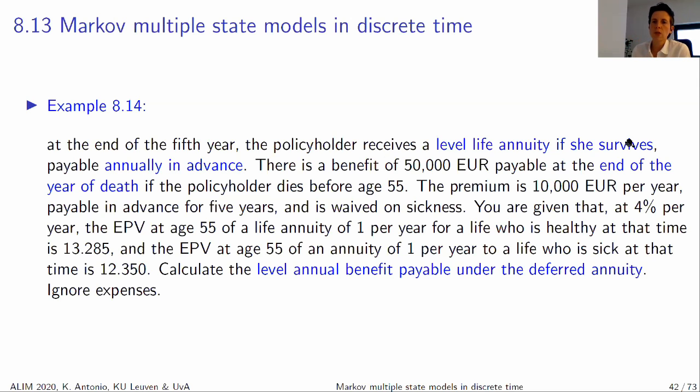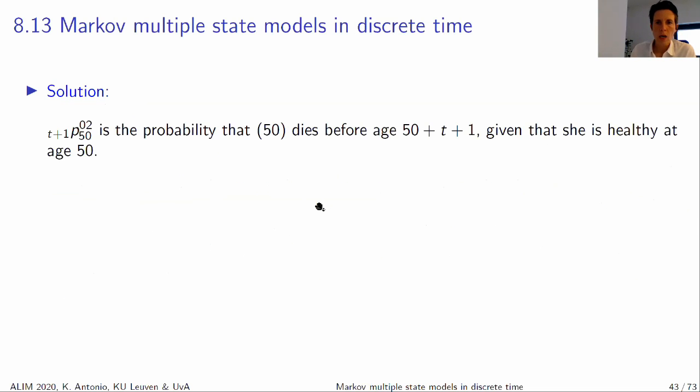What is important here is the condition: you get this life annuity if you are alive. It doesn't matter whether you're in the sickness state or in the healthy state, you will get this annuity. That's important to take into account. That's in terms of the benefits. In terms of the premiums, we have €10,000 per year, payable in advance, 5 years, waived upon sickness, so we know how to take this into account. All right, so let's try to do the calculations. I'm just going to follow the sheet for this.